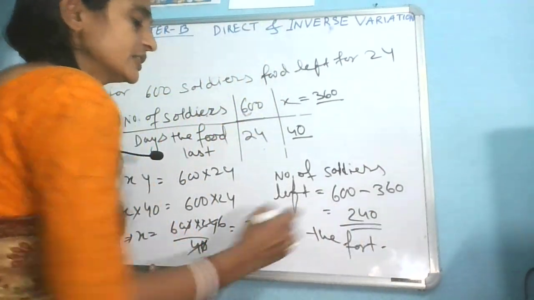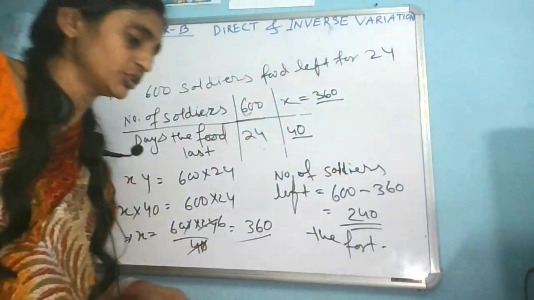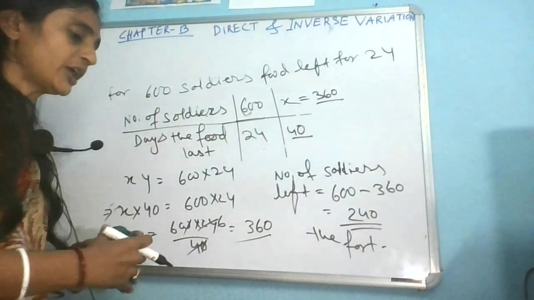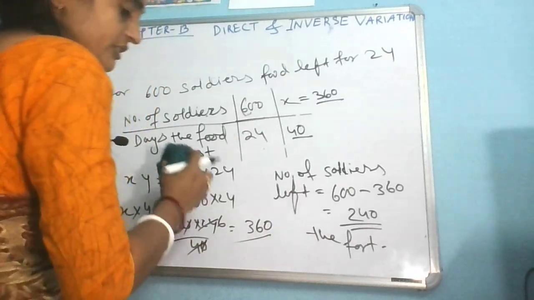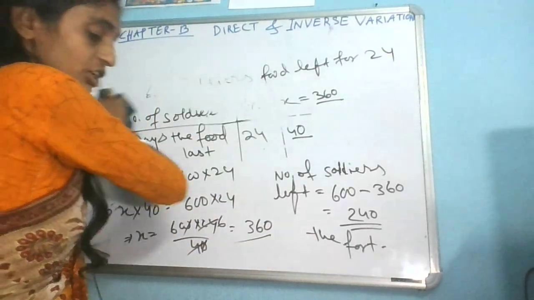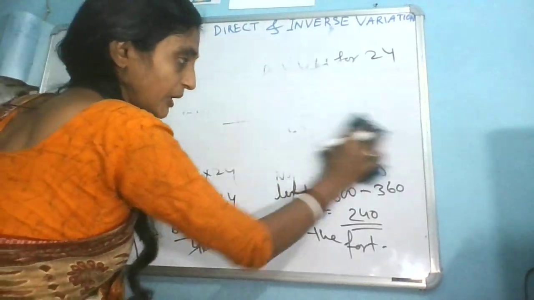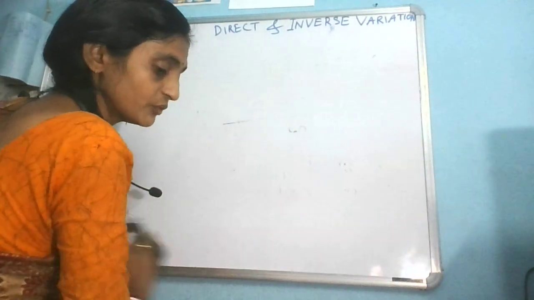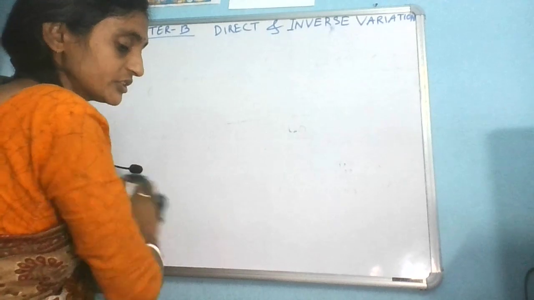So this is the answer of this question. Let's come to the second, third question of this part. That is, 9 men working 6 hours a day earn 9,450 per week. What will be the earning per week for 6 men working 8 hours a day?